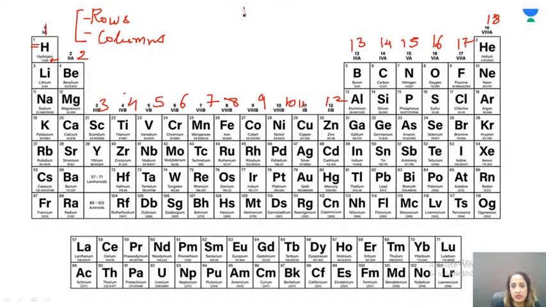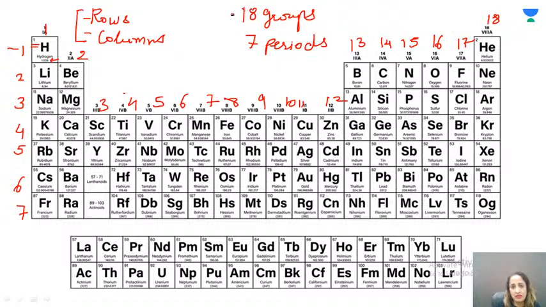So in the periodic table, first thing you have to remember, we have 18 groups, and if you look at this, we have 1, 2, 3, 4, 5, 6 and 7 periods. Okay guys, so this is again an important thing to remember. There are 18 groups and 7 periods in our periodic table.